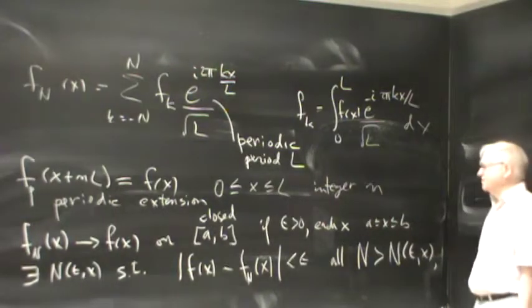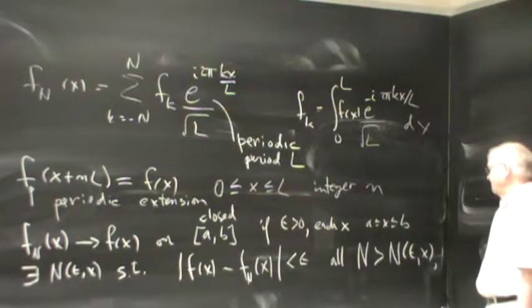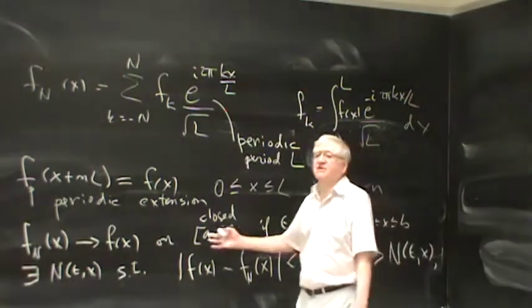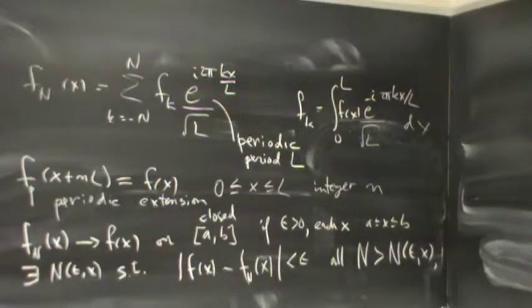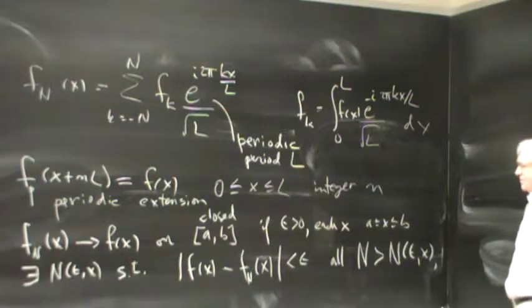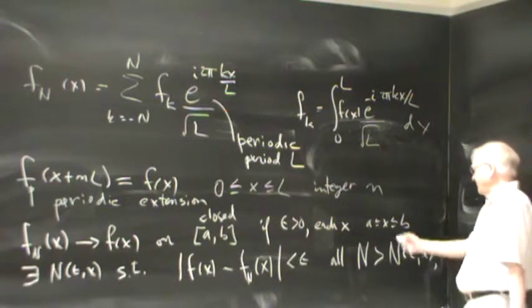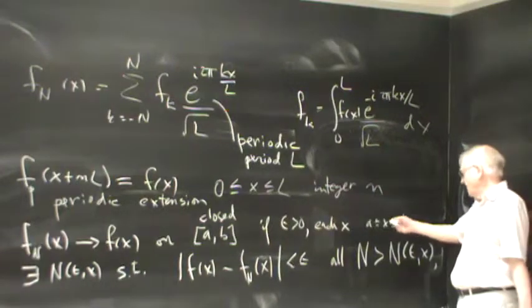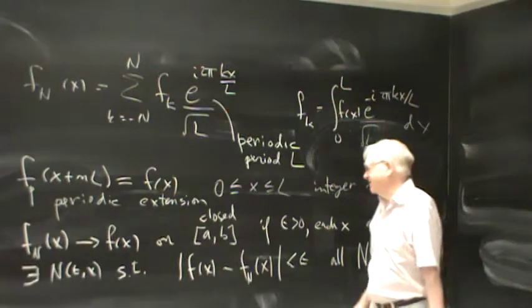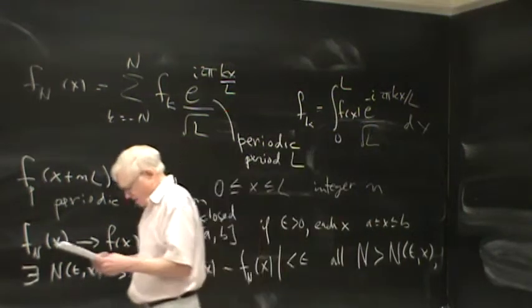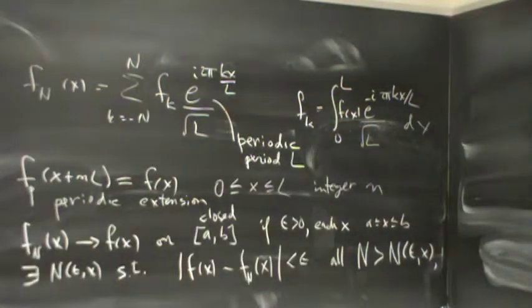So this is what I said before, and I guess I focused on closed intervals because of what I wanted to say later. I think one could use this definition for open intervals. The series converges on an open interval if for every epsilon and each x in the open interval there is an n such that that's true. So I think that's generally true, an appropriate definition.